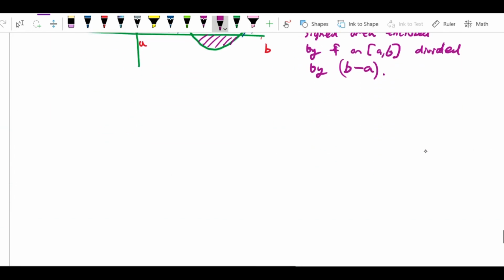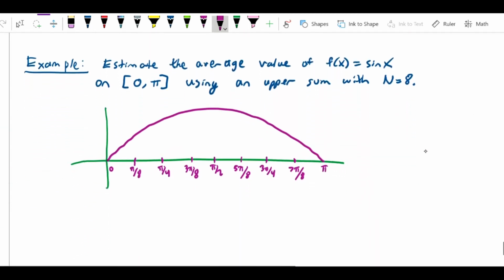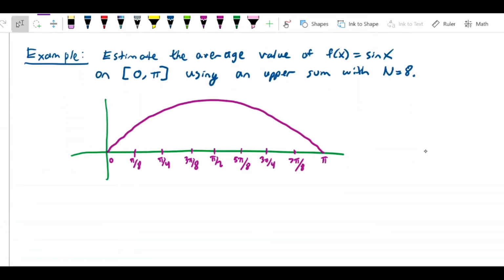So let's do this example. Let's estimate the average value of f of x equals sine x on the interval 0 to pi using an upper sum with n equals 8. So what we want to do is take the interval from 0 to pi, which of course has length pi, and divide it into 8 subintervals, each of which is going to have a length of pi over 8. And we're going to choose the highest point in the subinterval to represent the height of that subinterval.